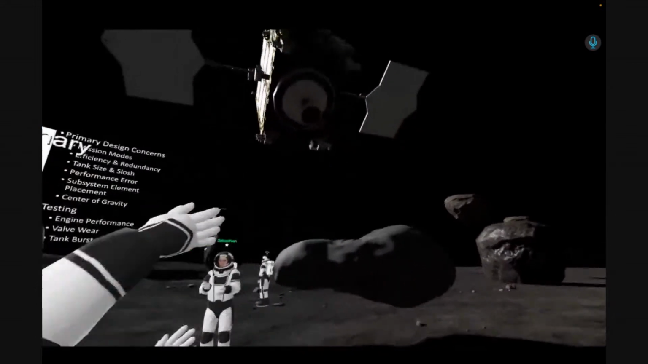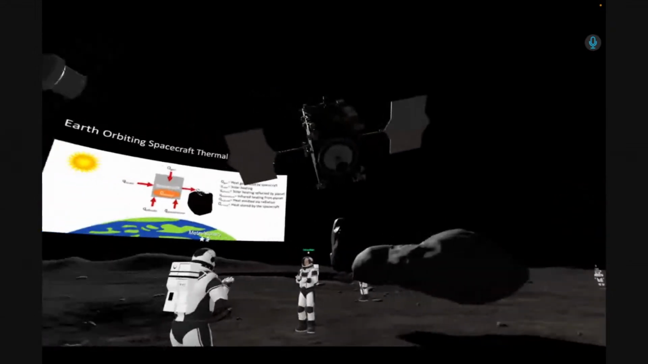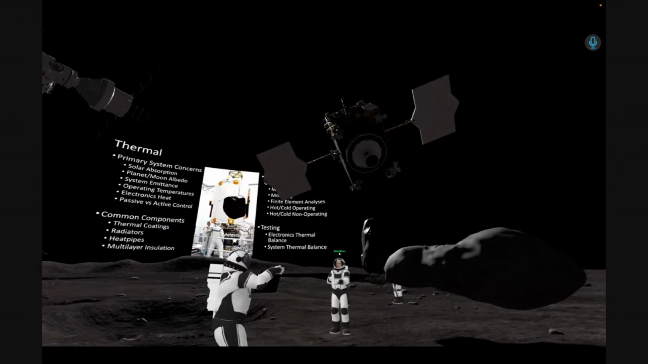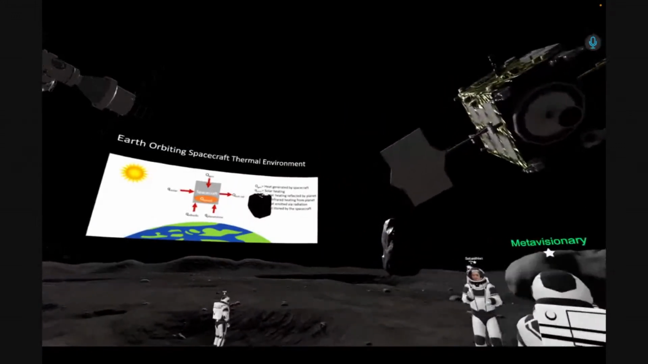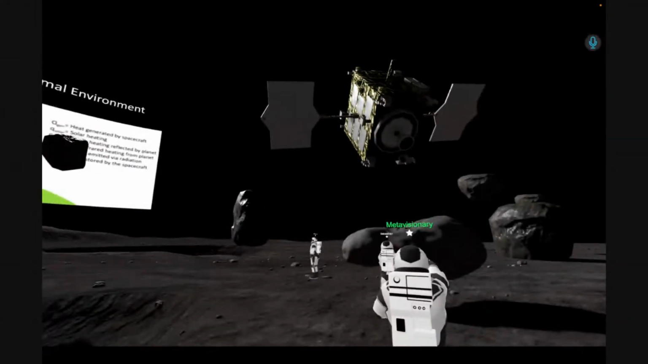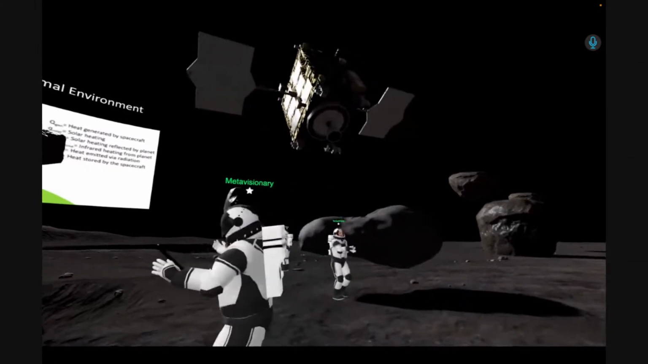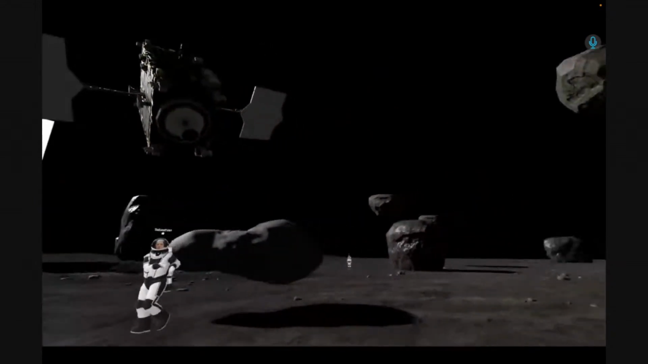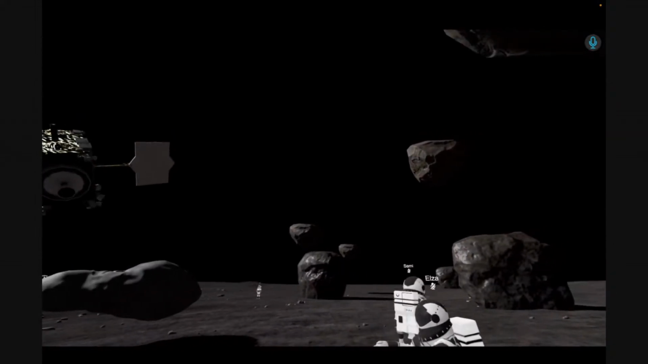Okay, let's go back to the previous one. We can even do mining in these asteroids here. We have a model of Toutatis next to us, and there are some asteroids around us. If we mine those, we can get materials for exploring the solar system.